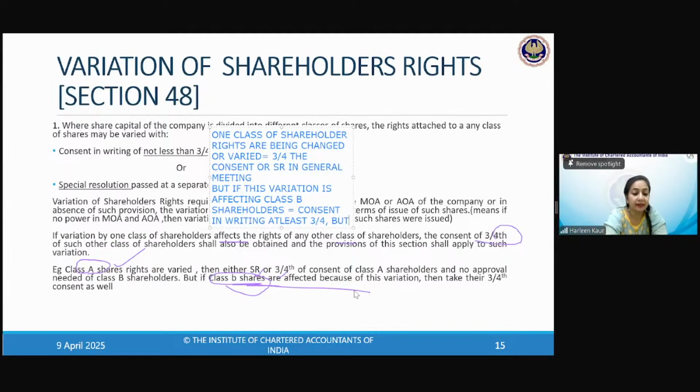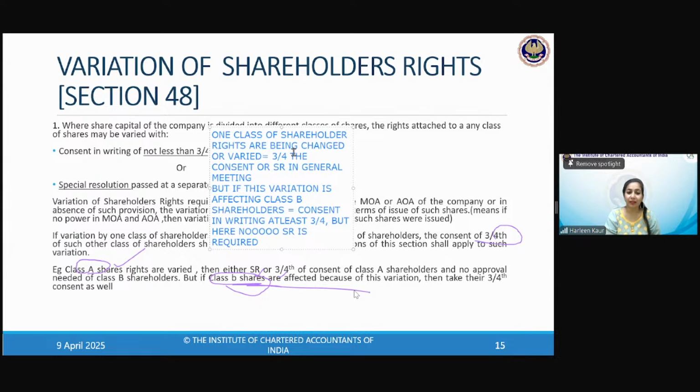But here, no SR is required. ज़्यादा बड़ा लिखा ताकि आपको एग्जाम में याद रहे. No SR is required. क्लास बी शेयर होल्डर्स के लिए SR नहीं पास करने की जरूरत. वहां पे सिर्फ 3/4 of the consent of the shareholders is fine. It is okay if they have consent. Is that clear, everyone? Everyone is clear?